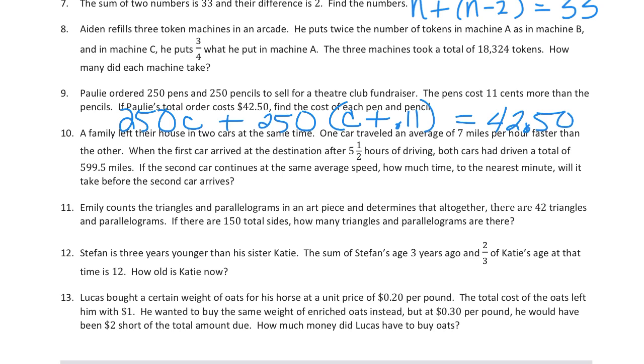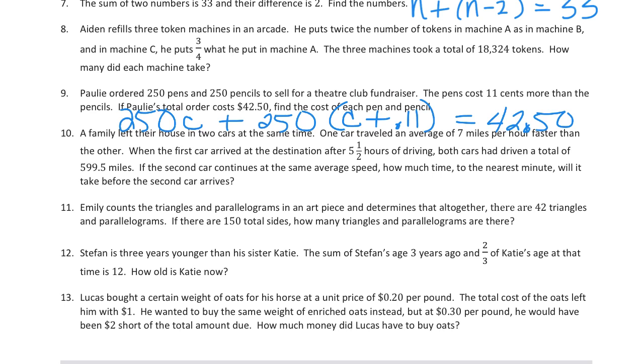Number 11. Emily counts the triangles and parallelograms in an art piece and determines that altogether there are 42 triangles and parallelograms. If there are 150 total sides, how many triangles and how many parallelograms are there? So remember, triangles have 3 sides. Parallelograms have 4 sides.